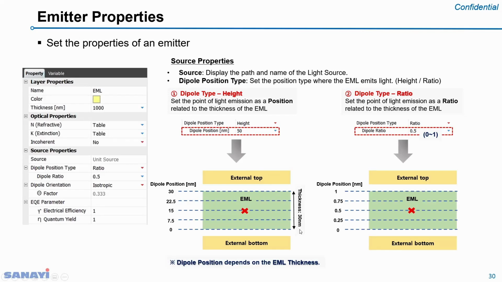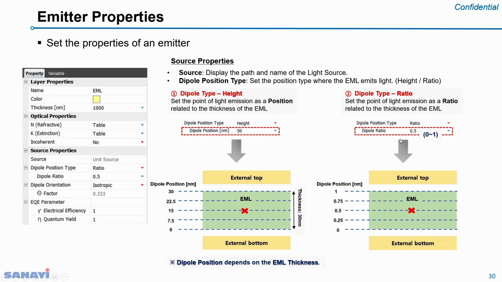In this example, the thickness of EML is 30 nanometers. So if I enter the position as 15, it means that light emission occurs in the center of the layer. Therefore, when selecting the height, you should input the dipole position based on the thickness of the layer.